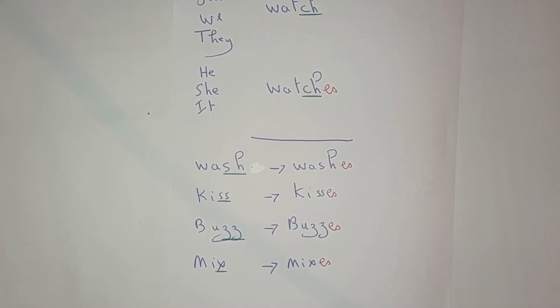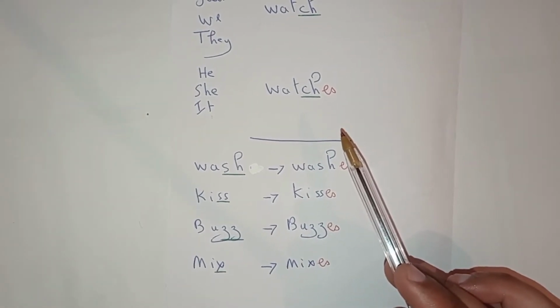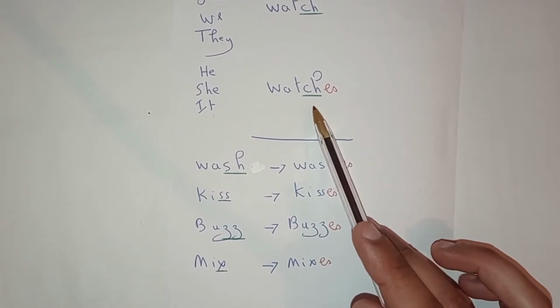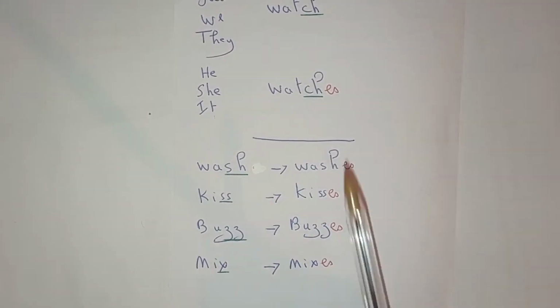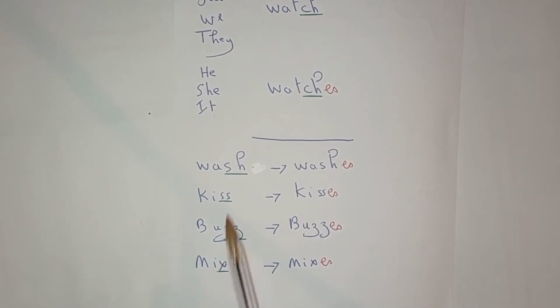So this is the rule for ES here. When to add ES to the verb. Okay. When we have CH, when we have SH, when we have SS here, when we have ZZ, and when we have X.